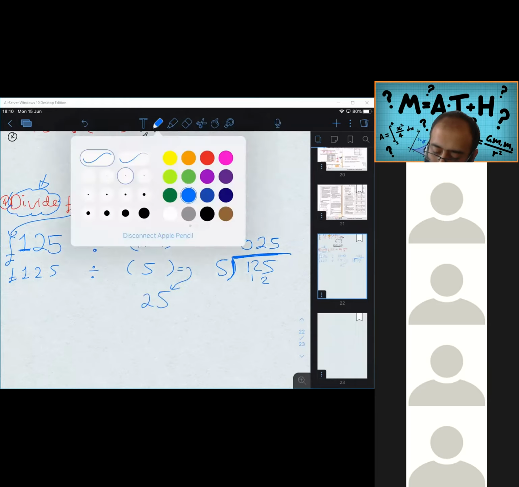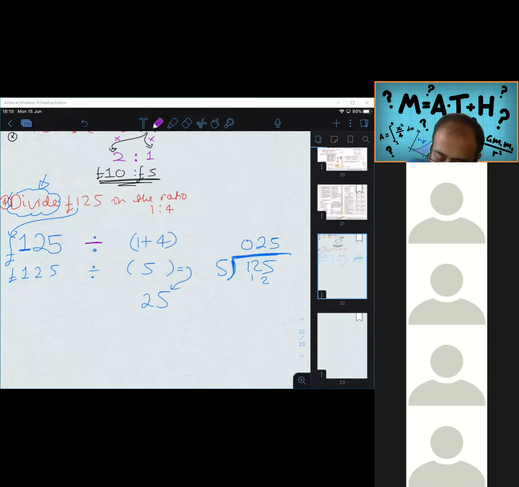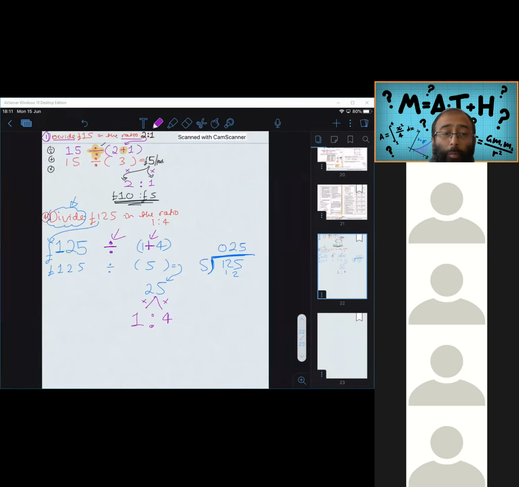So the answer is 25. Okay, what's the next step? What's the last step I have to do, because I've done the division? Then you times, and you times it by the ratio. Beautiful. So we add the ratio, we divide by the total, and then we multiply by the ratio to see what each person gets.